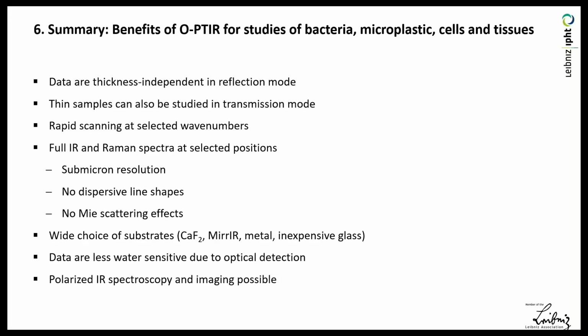The QCL is, by nature, due to the signal generation, linearly polarized, so you just have to include an analyzer in a certain position in the detection path, and then you can collect polarized infrared spectra. That's all for today, and I hope that maybe there are a few minutes for questions.